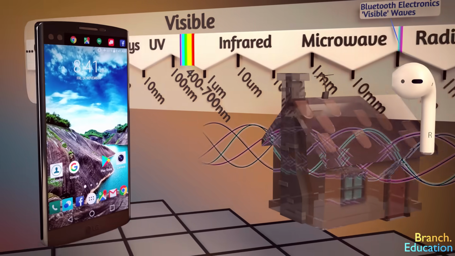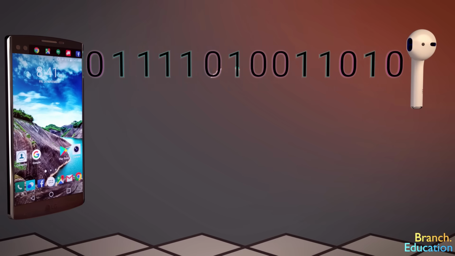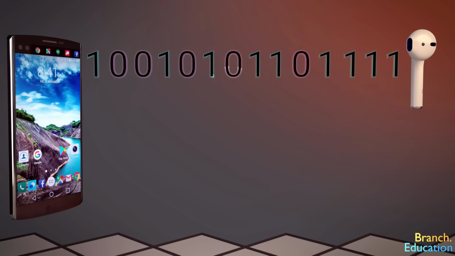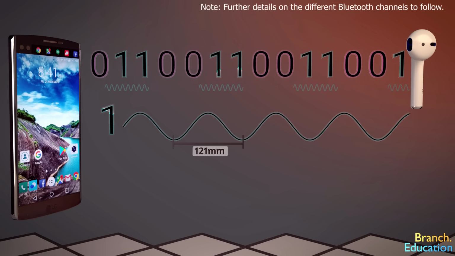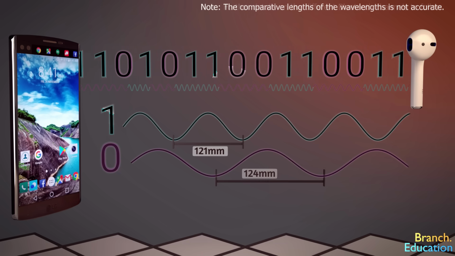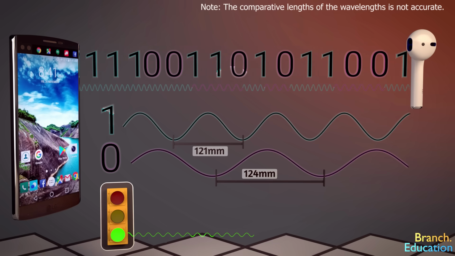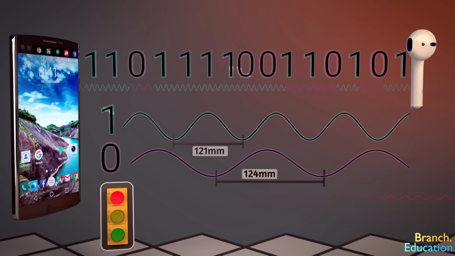through glass. When your smartphone sends a long string of binary ones and zeros to your earbuds, it communicates these ones and zeros by designating a wavelength of 121 millimeters as a 1 and a wavelength of 124 millimeters as a 0, similar to the 540 nanometer green and the 700 nanometer red colors of the traffic light.